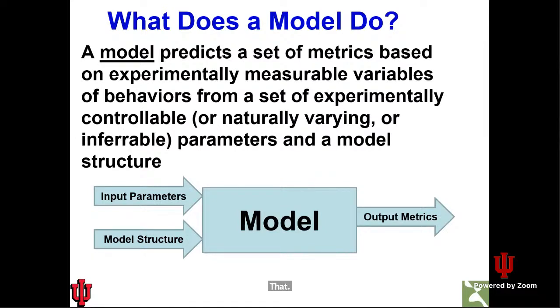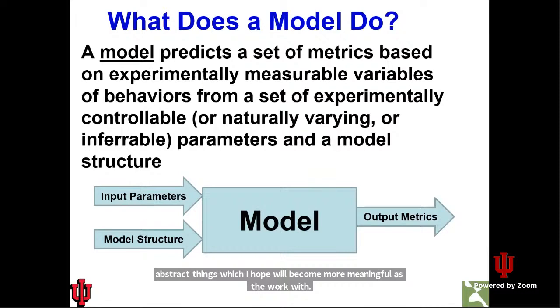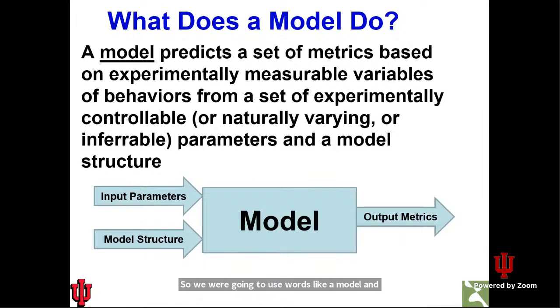Okay. So I want to talk a little bit about some rather abstract things, which I hope will become more meaningful as we work with them. So we're going to use words like model and simulation a lot in this class. And one of the things that I found is that those terms are a little bit of a minefield for people. And they can be a source of confusion. So what is a model, or what does a model do? Well, a model we could think of as a black box, although in your case, you're going to know what's inside of it because you're going to write it, that predicts something that you can measure. And ideally, that should be something you can measure in an experiment, because if you can't measure it, the output isn't meaningful.